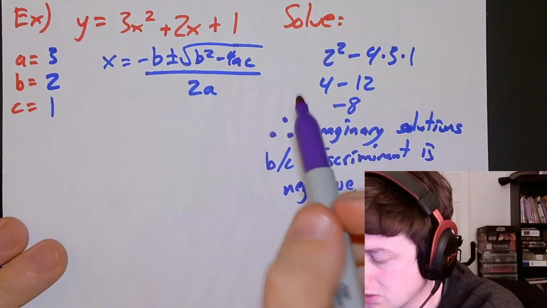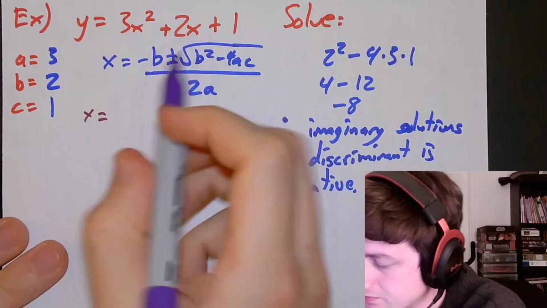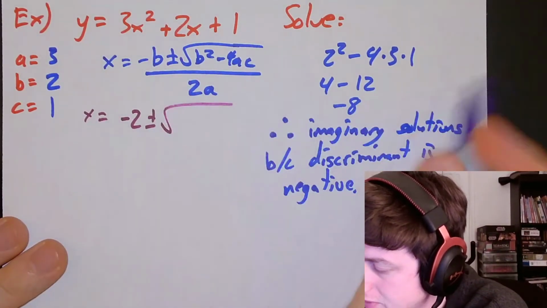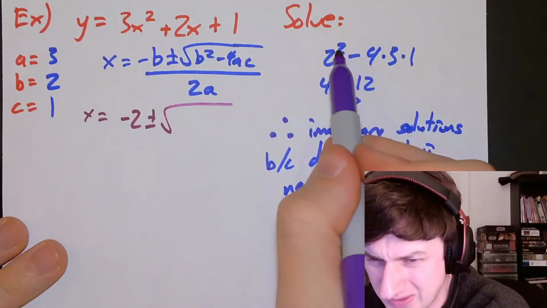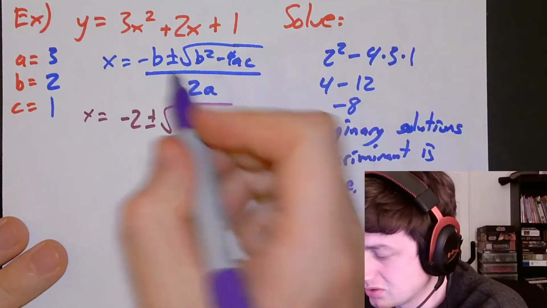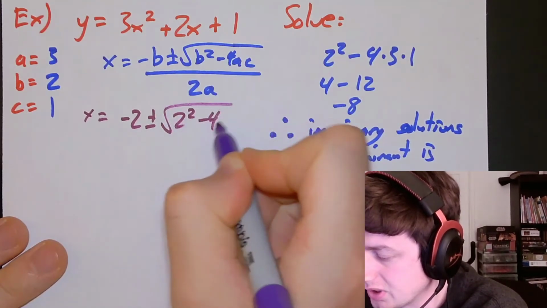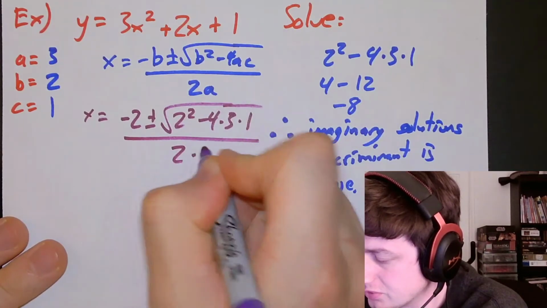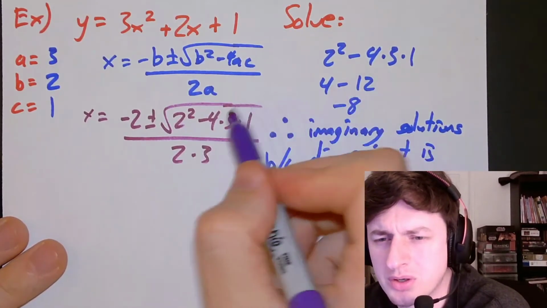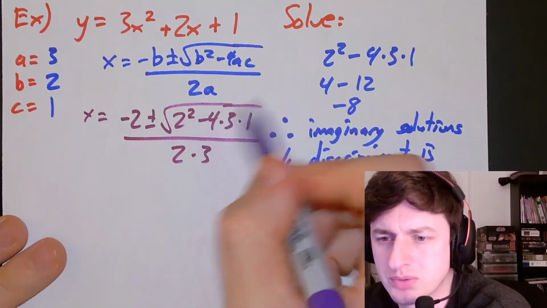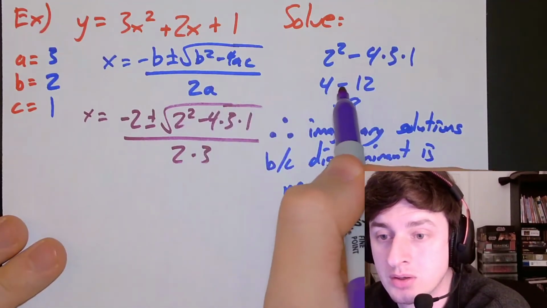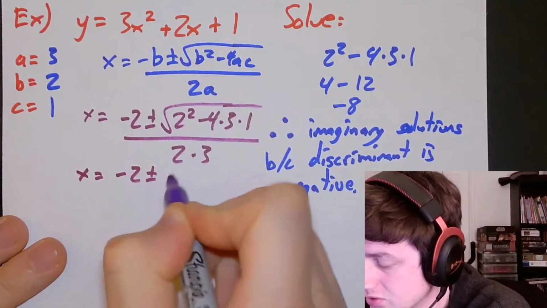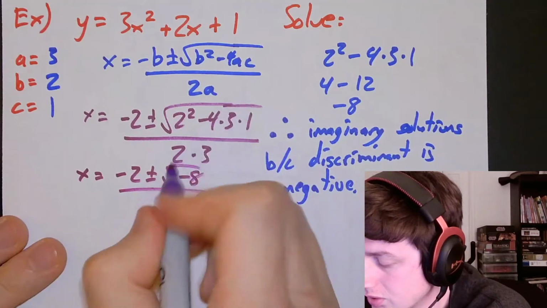So x equals negative 2 plus or minus the square root of this, what we already did. I'm going to rewrite this like we normally would. Minus 4 times 3 times 1 all over 2 times 3. But we already know that this simplifies to negative 8, because we did the math over here, so I'm just going to rewrite it as negative 8. Negative 2 plus or minus the square root of negative 8 over 6.